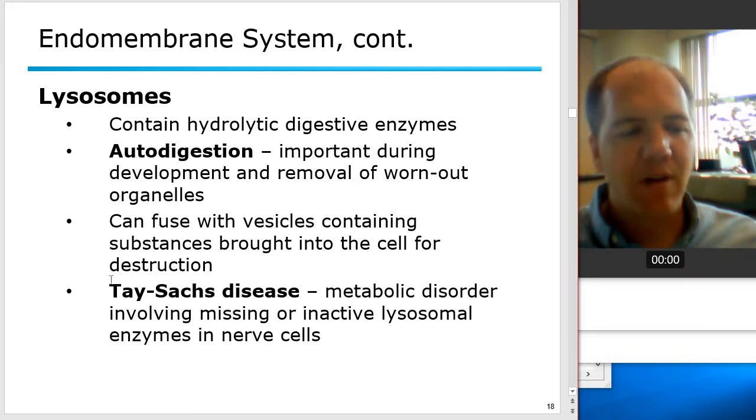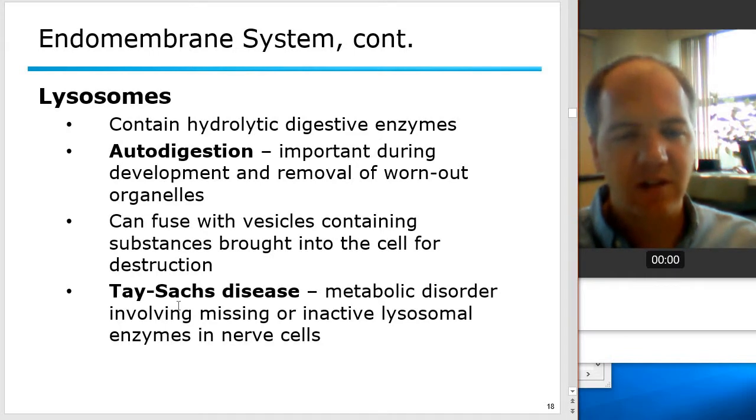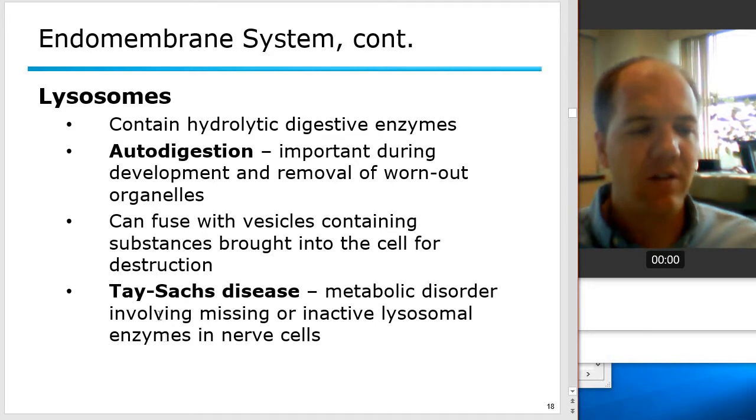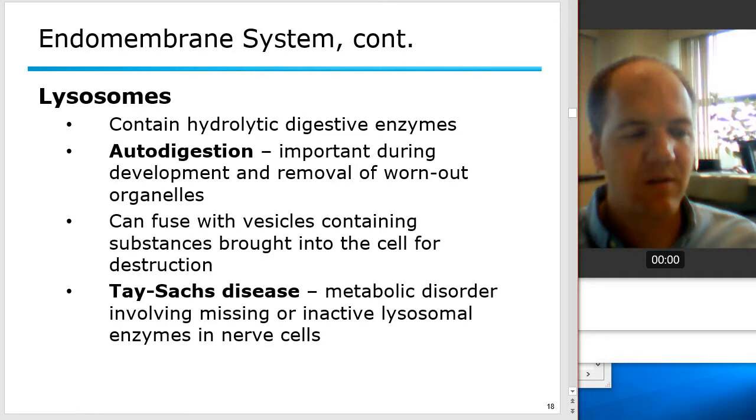And then an example of if the lysosome is not working. So the lysosome has a very important job. Tay-Sachs disease is an example when the lysosome is not working, and what happens is these fats and things build up inside the cell, so the cell can no longer function as it's supposed to, and it leads to the symptoms that we see in Tay-Sachs disease.